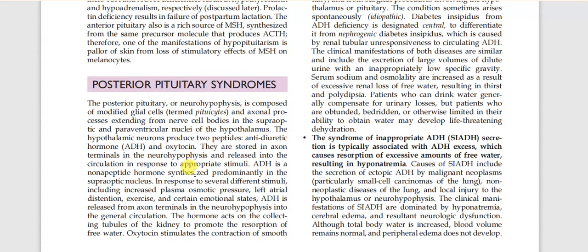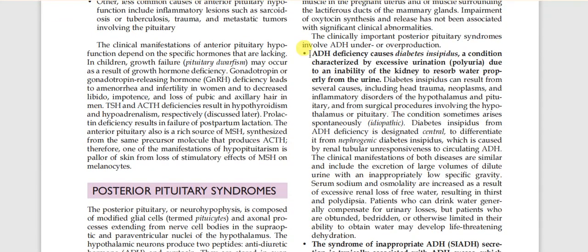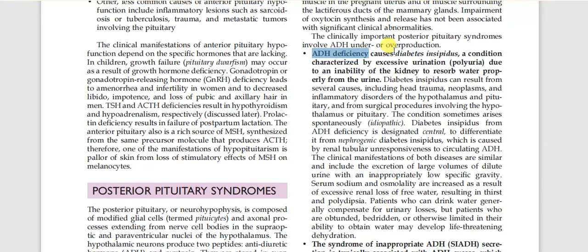So that's why keep in mind that the posterior pituitary gland is not producing these hormones, but it just sends these hormones into the blood. The function of oxytocin we discussed is the contraction of smooth muscles of the uterus. And let's talk about the most important disorder we discussed before. It's ADH deficiency, which is much more commonly named diabetes insipidus.